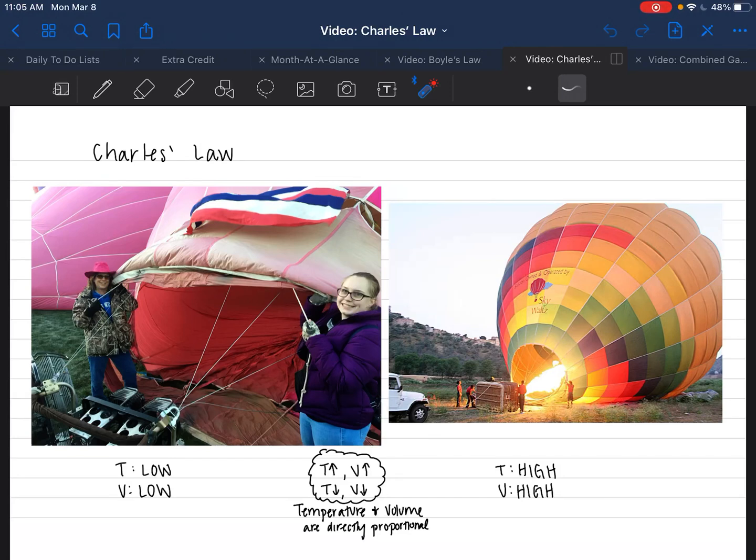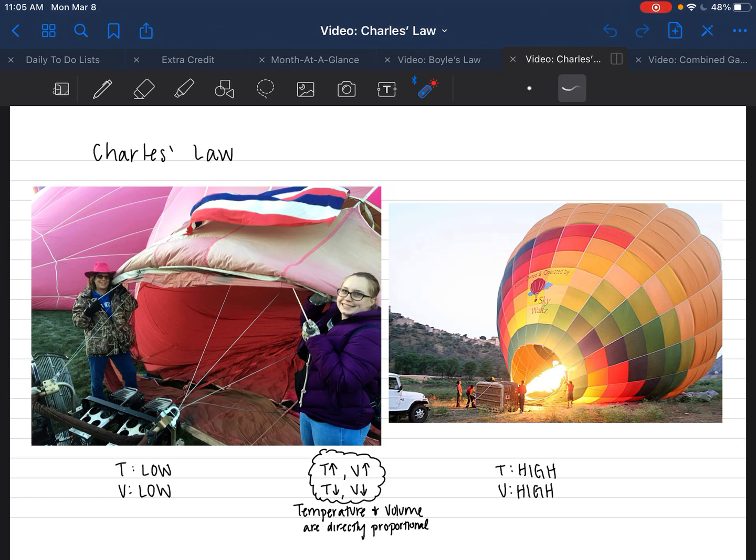In our last video about gas laws, we talked about Boyle's law, which involves pressure and volume. In this case, we're going to look at Charles' law, and this is with volume and temperature. So I have two pictures here to demonstrate what I'm going to explain.